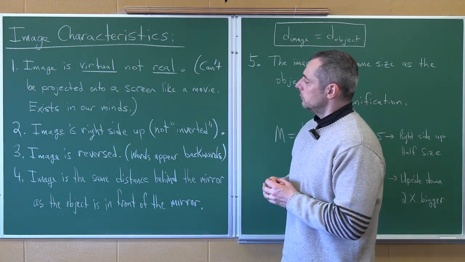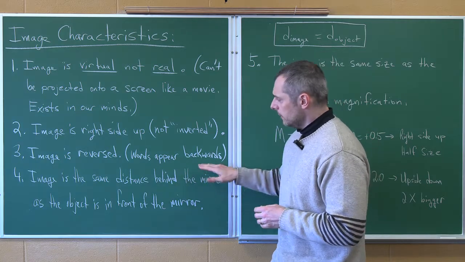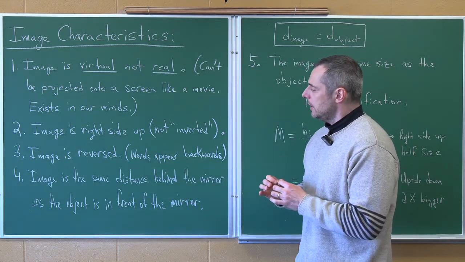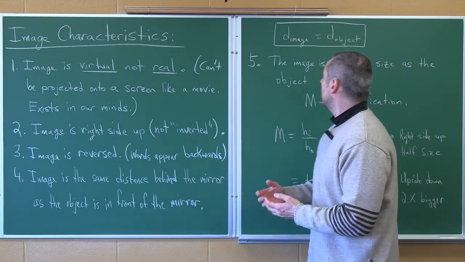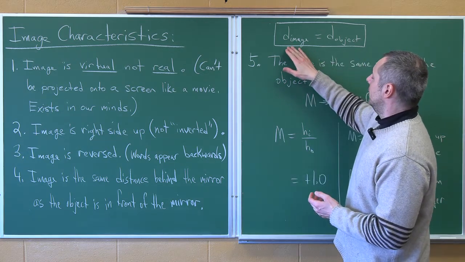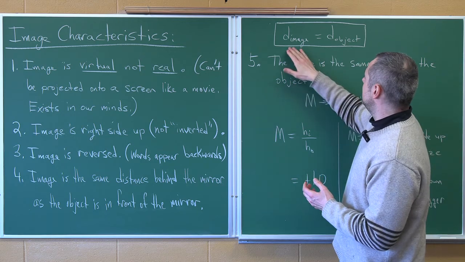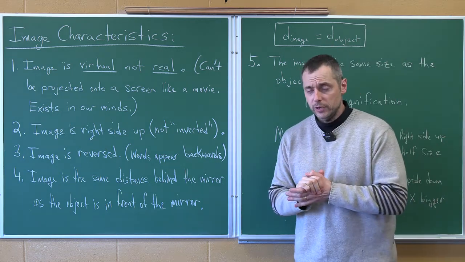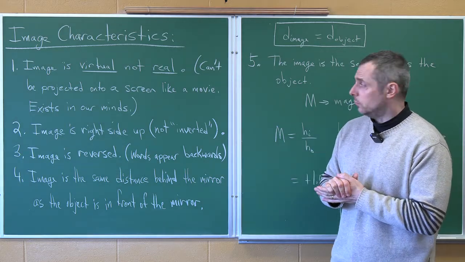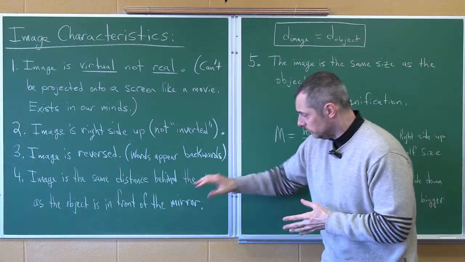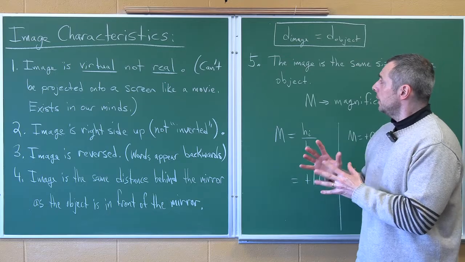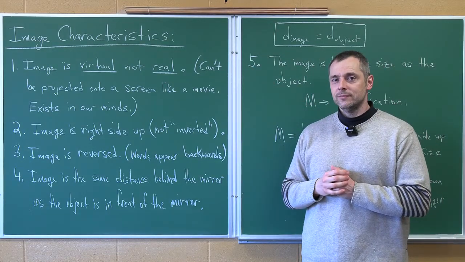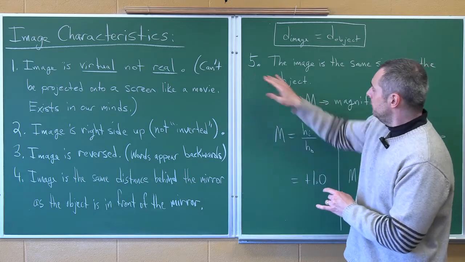So backwards, reversed here. The fourth thing is that the image is the same distance behind the mirror as the object is in front of the mirror, and the way we would write that with an equation is d image equals d object. Technically, there's a minus sign there if you were studying optics in higher level courses. But basically, that's the equation way to state this. So I'll create a pause. Go ahead and copy these notes down.